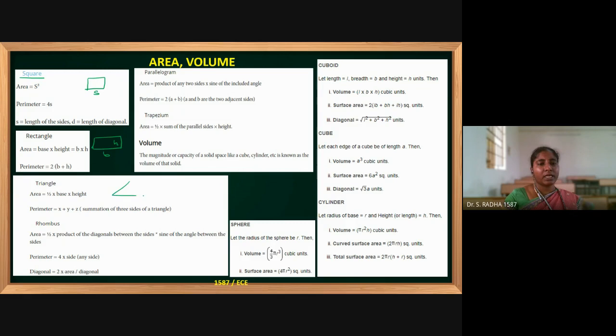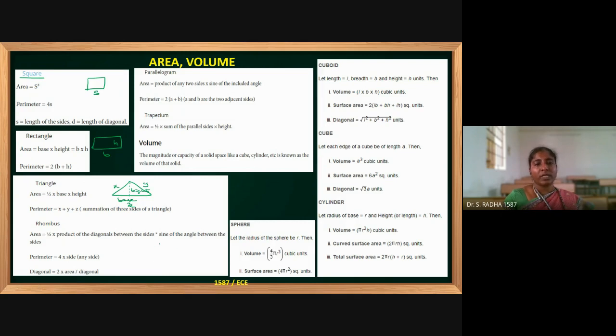Triangle, we know triangle. This is called base and this is called height. Half into base into height is the area. For the perimeter, XYZ means this length is X, another side is Y, another side is Z. Anything you can take as X, anything you can take as Y, like that.